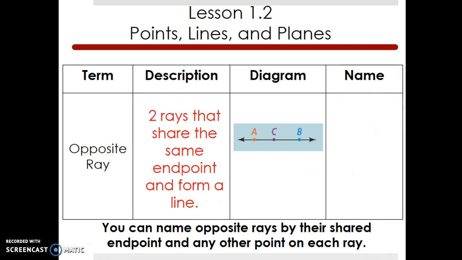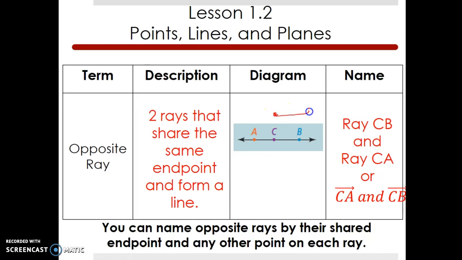Opposite rays are 2 rays that share the same endpoint and form a line. So you have ray CB and ray CA, they're opposite rays. They have the same endpoint, but they're going in the opposite direction. Again, you can label it the same way. Remember, C is the endpoint, so it must come first.